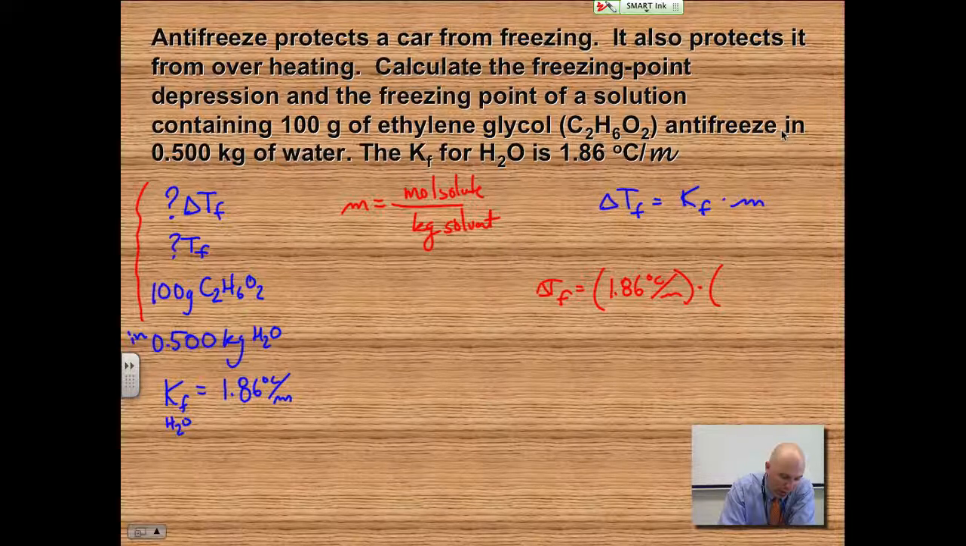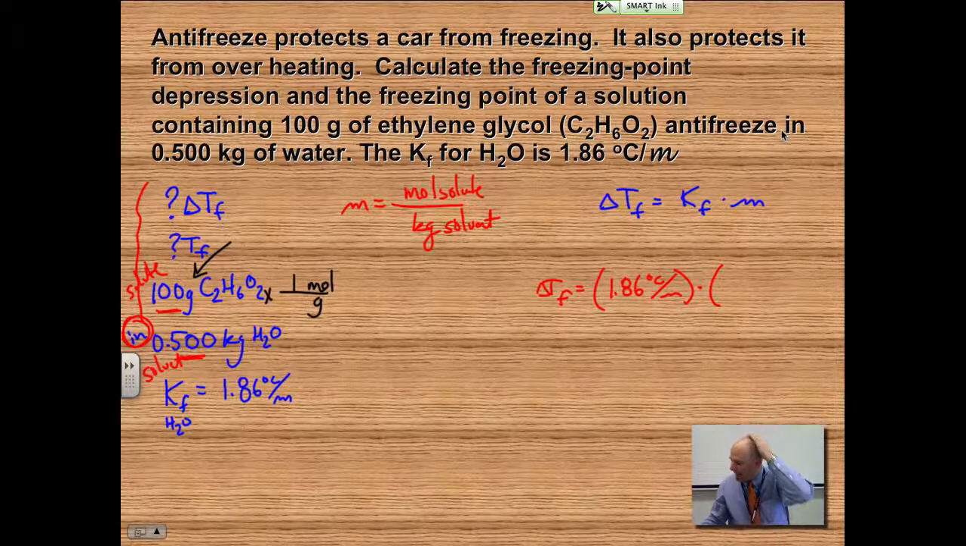Which one of these, the 100 grams or the 0.500 kilograms, is the solute, and which one's the solvent? Well, notice the "in." This ethylene glycol is the solute. This water is the solvent. So I need to take these grams of ethylene glycol and solve for moles. I add up the molar mass of ethylene glycol, and I think it's 62.